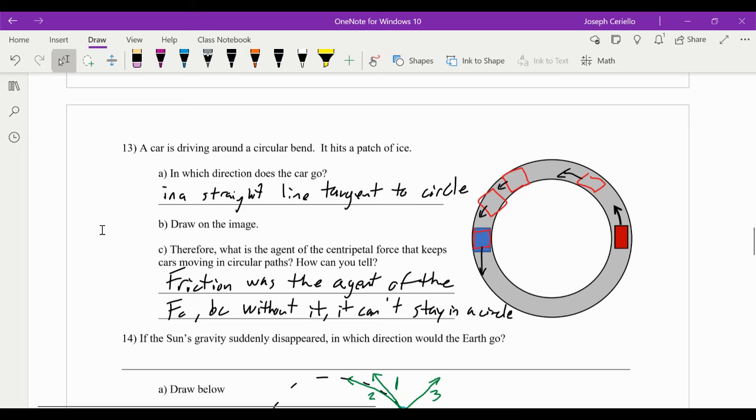So here's another example. A car is traveling around a circular bend. It hits a patch of ice. So you got the car going around. Here it is, and it hits a patch of ice right here. What direction would the car go? It's going to go in a straight line tangent to the circle.